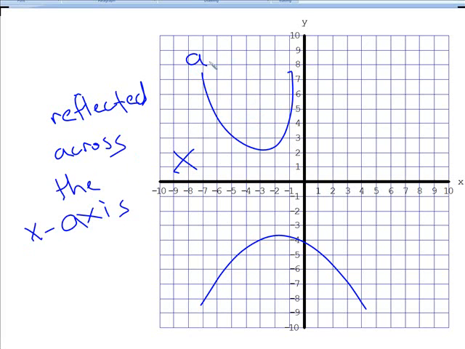Because the a value, remember, a was equal to 2, and then if a is equal to negative half, the graph got wider, right? And if it's negative, that means it flips across the x-axis, or it reflects, and that's why it's upside down now. So when the a value changes from positive to negative, that means there's a reflection across the x-axis in this case. Okay.